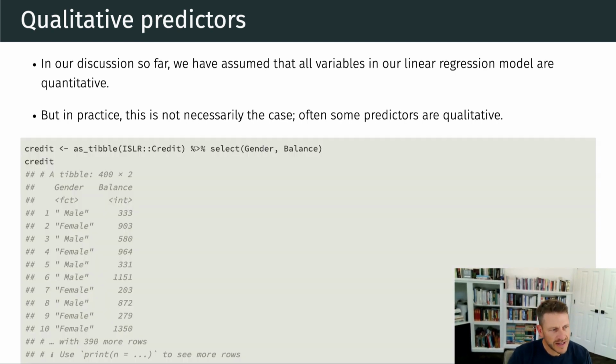For example, let's take a look at a different data set. Here we're looking at a credit data set. In this case, I'm just going to select two variables, the gender and the balance. I believe the balance is the balance that somebody has on their credit card. So a question we would ask is, does the gender influence the balance that somebody carries on their credit card?